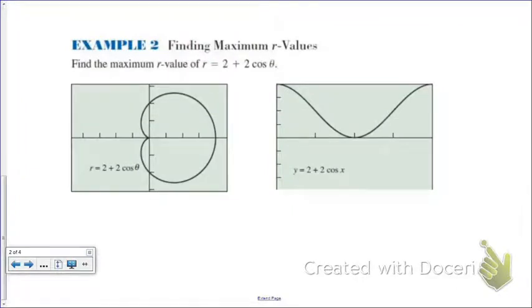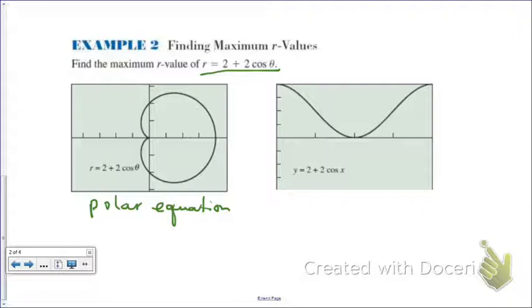Okay, so for the next one, what we want to do is figure out what the maximum value is. For the functions that we're going to do here with the polar equations, we're not going to worry about the minimum value, we're only going to worry about the maximum value. So we're going to look at two ways to graph our equation. Obviously we have r equals 2 plus 2 cosine theta. And in the first graph, we have a polar equation. We've put it on a polar coordinate system, and we've graphed it, and there's the picture.